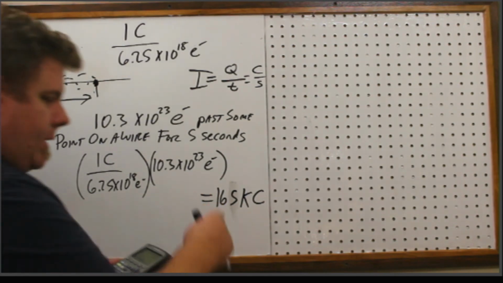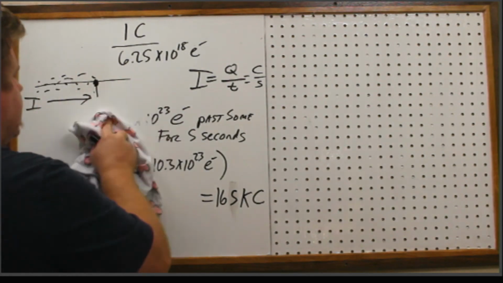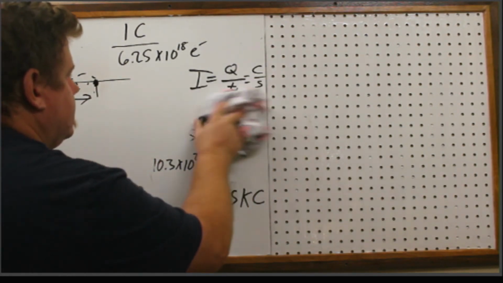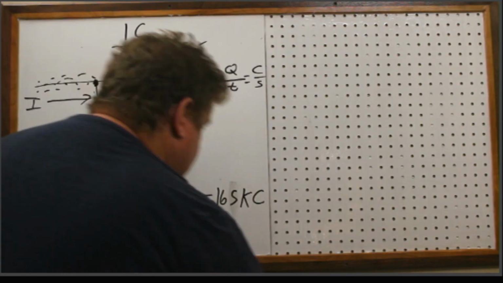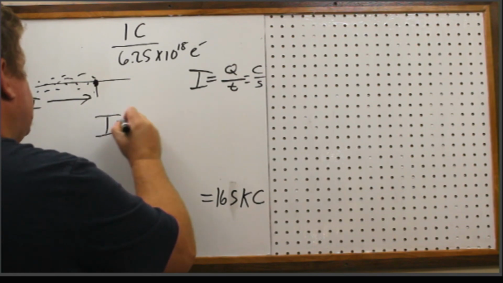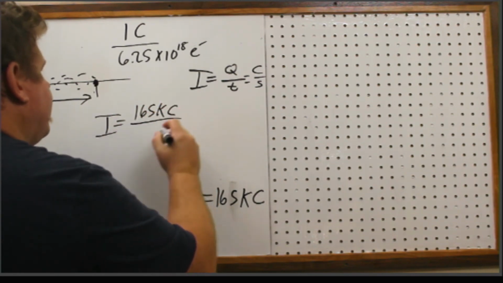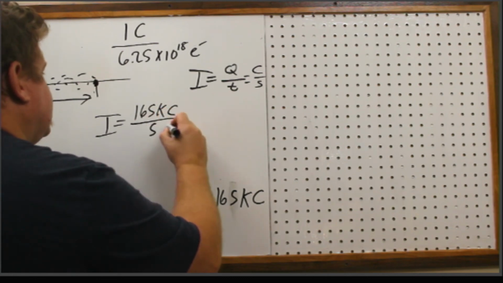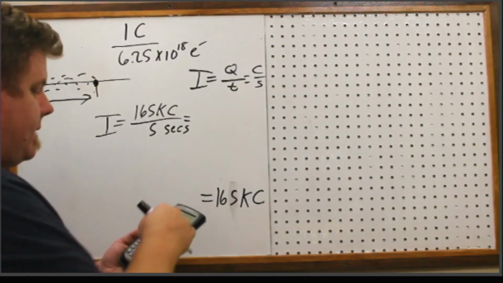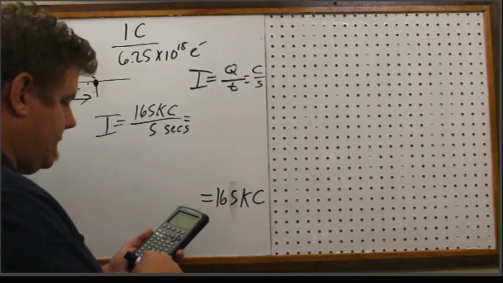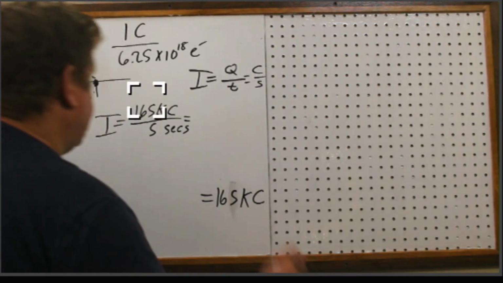Okay, now I can take that number, remember it was for 5 seconds, now I can take current equals, the charge is 165 kilocoulombs over, it was 5 seconds. Okay, so I essentially take my number, divide it by 5, and I get, we'll call that 33.0 kiloamps.